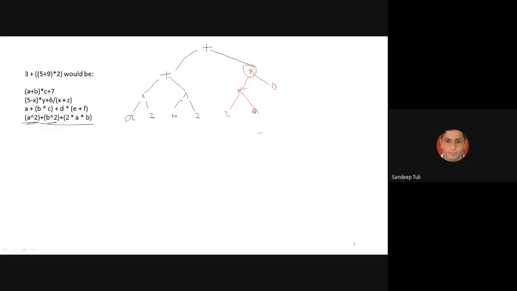ये क्या दिख रहा है आपको? B नहीं दिख रहा? थोड़ा बहुत ऊपर हाँ दिख रहा है. This is B and this is A. What I have done is I have just made the nodes at same level. That's it. Nothing else.